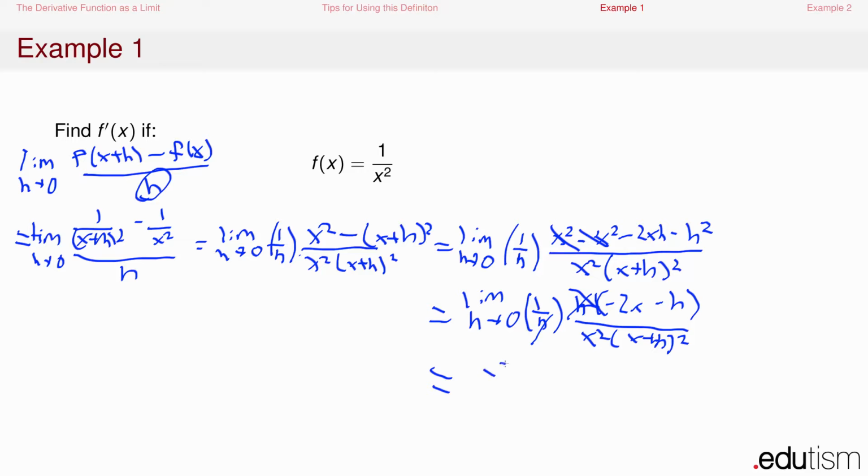So the top will become minus 2x minus 0. The bottom will become x squared times x plus 0 squared. So the top is really just minus 2x. The bottom is x squared times x squared, which is x to the 4th. Canceling an x from the top and bottom gives you minus 2 over x cubed. So the derivative of f of x equals 1 over x squared is minus 2 over x cubed.